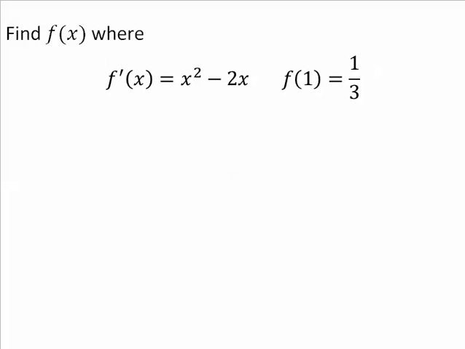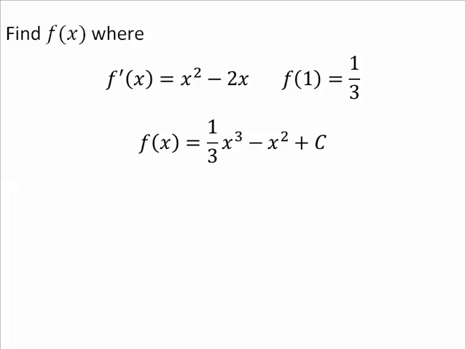Now, suppose I tell you that I have some mystery function that has two properties. First of all, its derivative is x squared minus 2x. That's its derivative. I also tell you that at 1, the function f is equal to 1/3. Well, first thing you do is you say, okay, well, I know how to find antiderivatives.